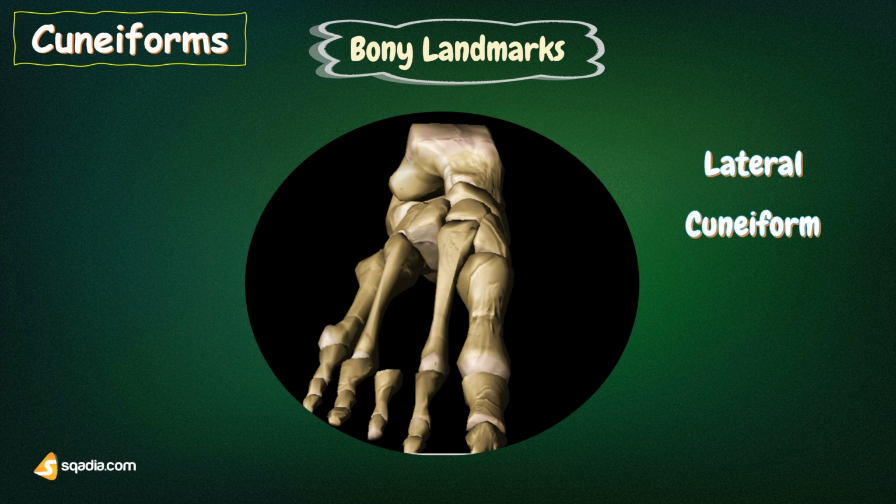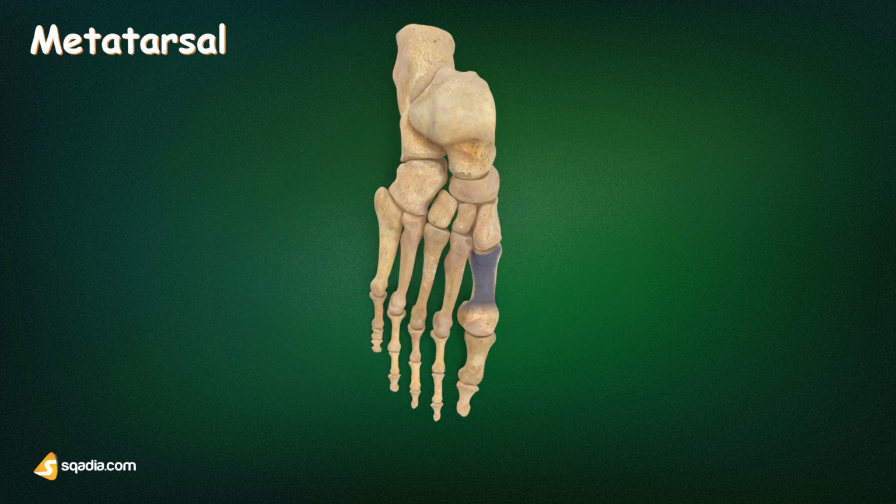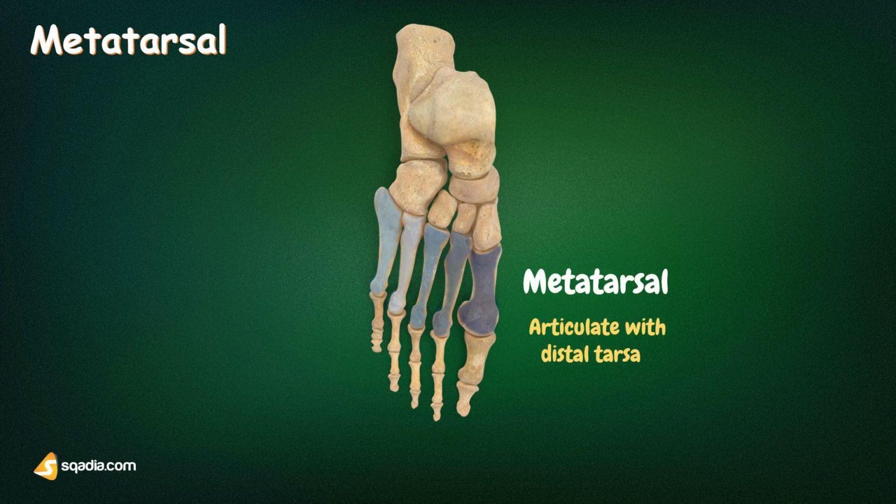Let's move our discussion toward the metatarsals and phalanges. These bones form the tarsometatarsal joints. It is the joint formed between the tarsal and metatarsal bones. There are 5 tarsometatarsal joints in the foot.